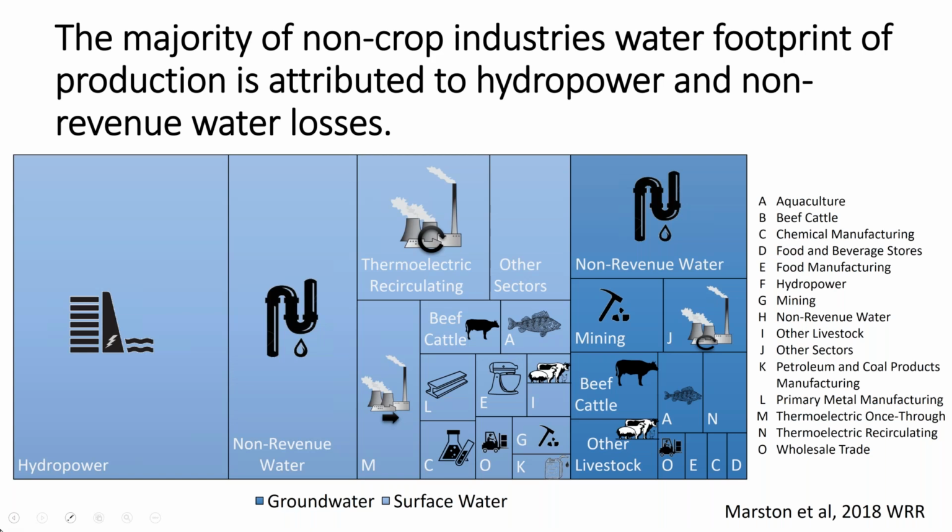The non-revenue water data came from a series of investigations looking at every major metropolitan area across the United States and collecting data on their percentage of non-revenue water, meaning water that doesn't make it to consumers. It's lost somewhere within the system or not paid for. If we assume that's all consumed, that can be a tremendous amount of water loss within our system. Other big players are thermoelectric power production, both recirculating and once-through technologies.